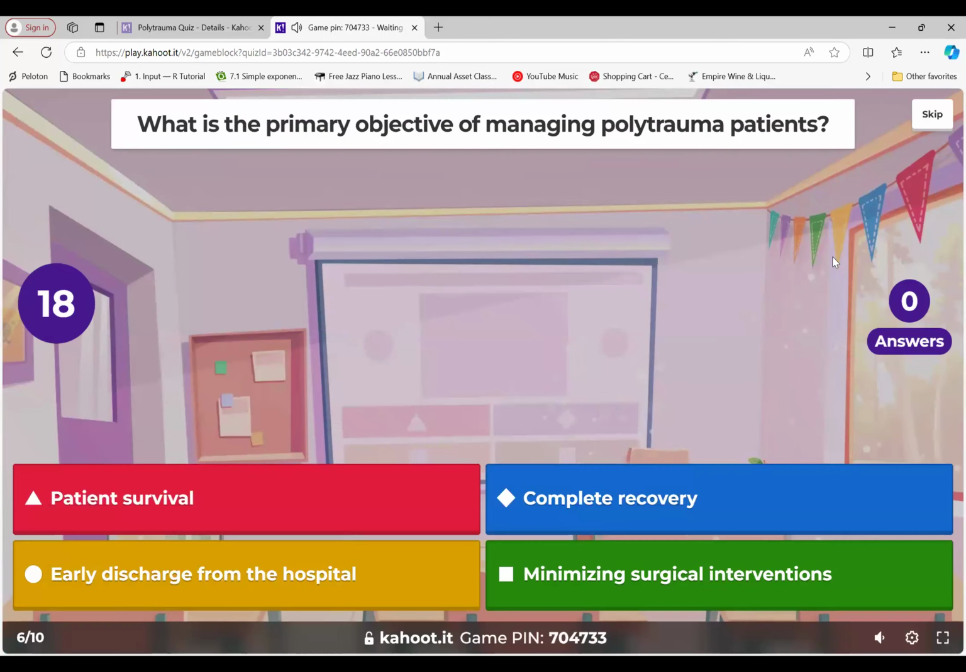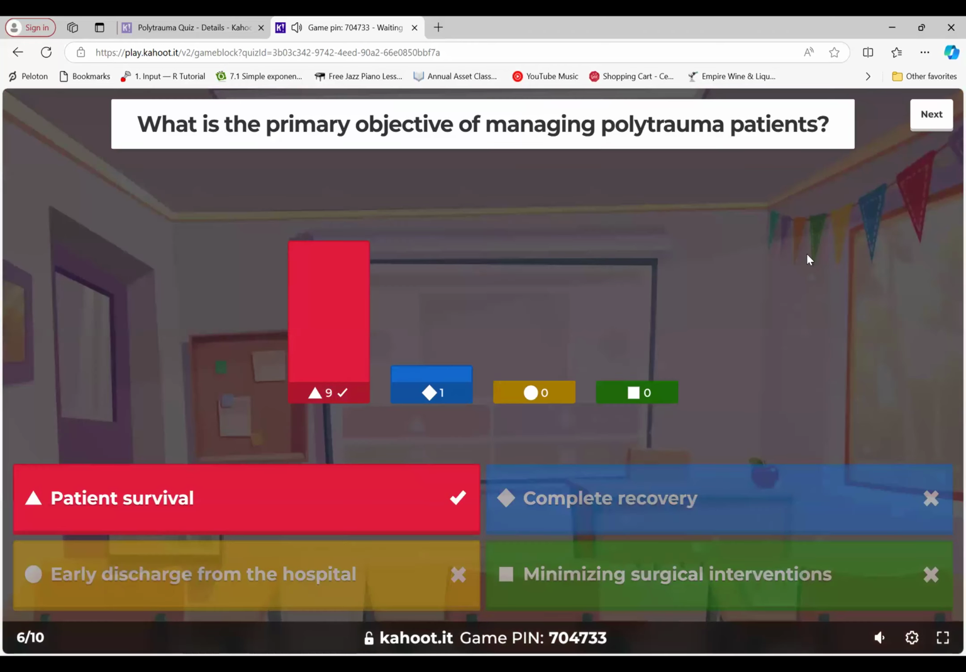What is the primary objective of managing polytrauma patients? Is it survival, early discharge from the hospital, complete recovery, minimizing surgical interventions? Yay. A majority of us getting it. Answer is patient survival.